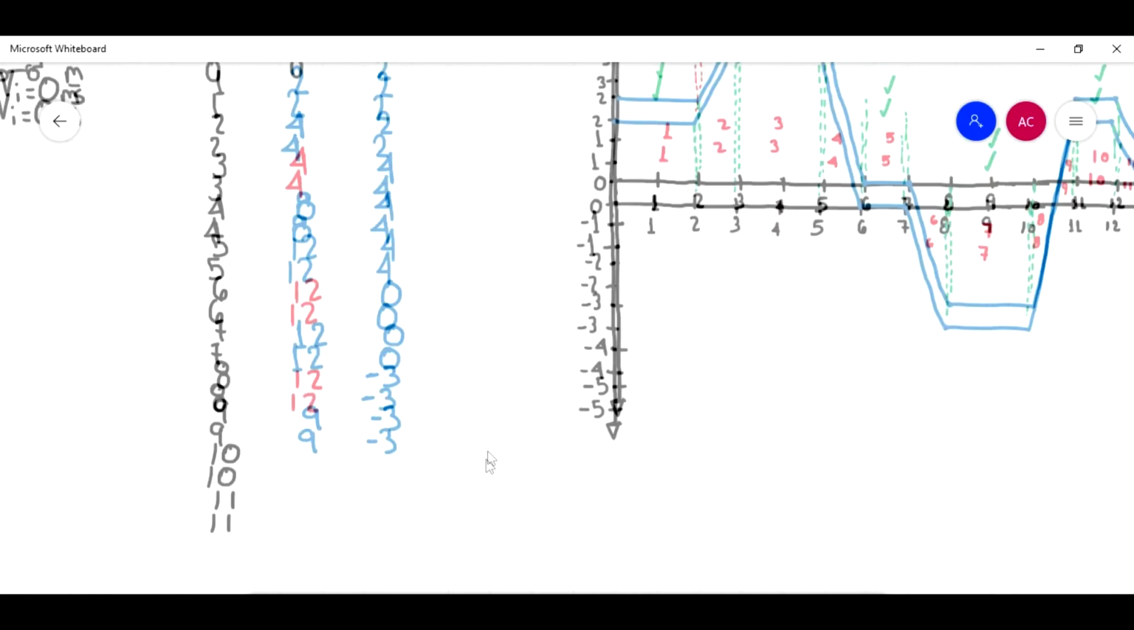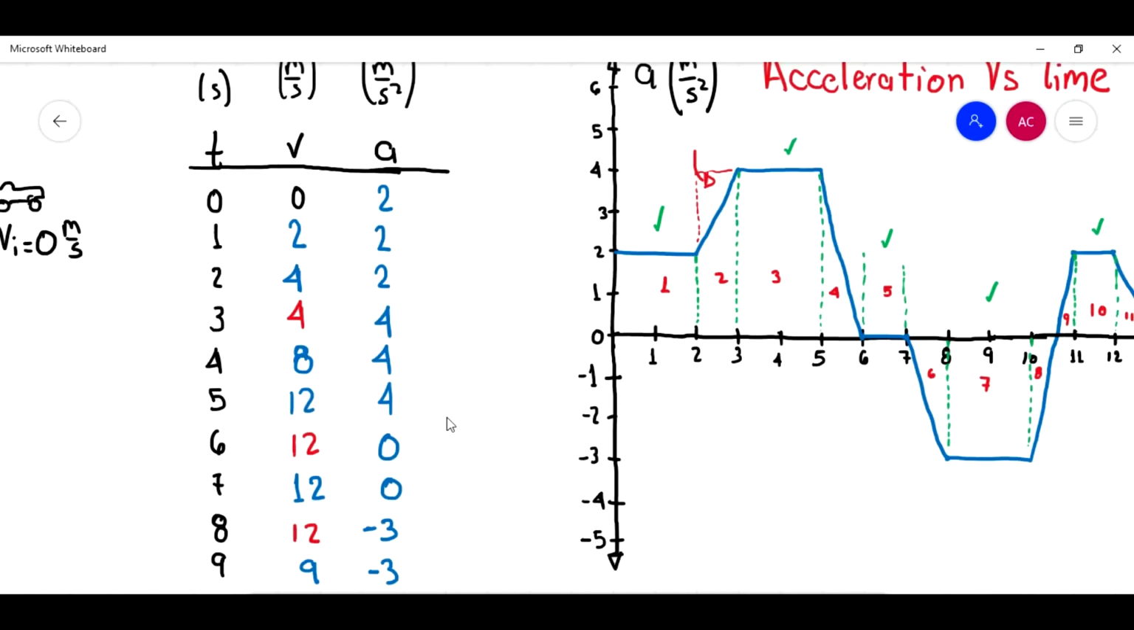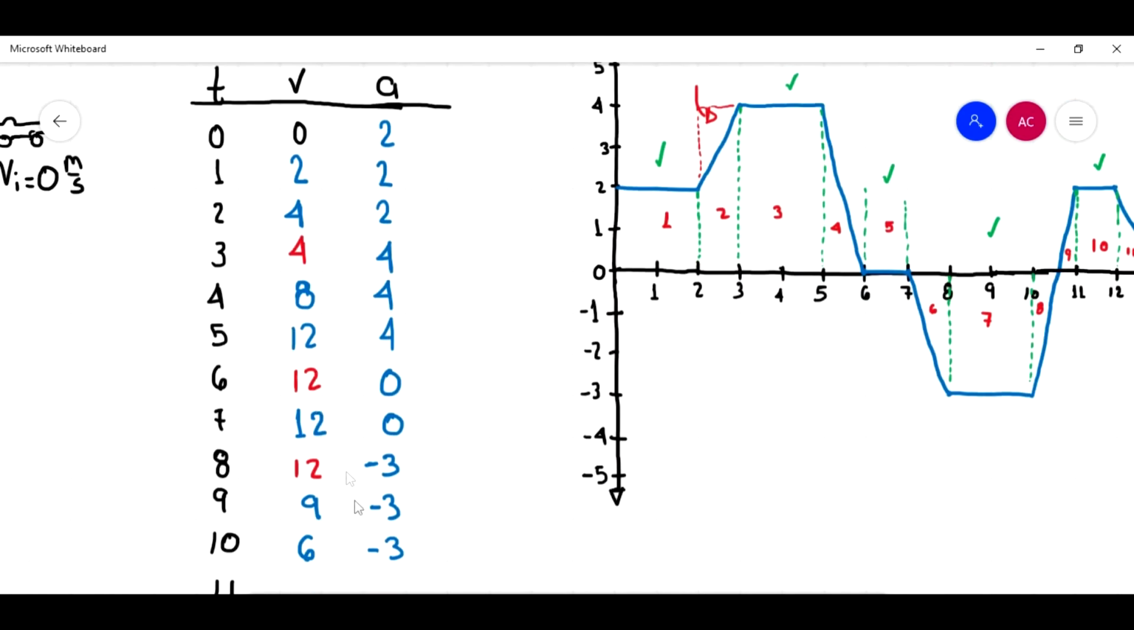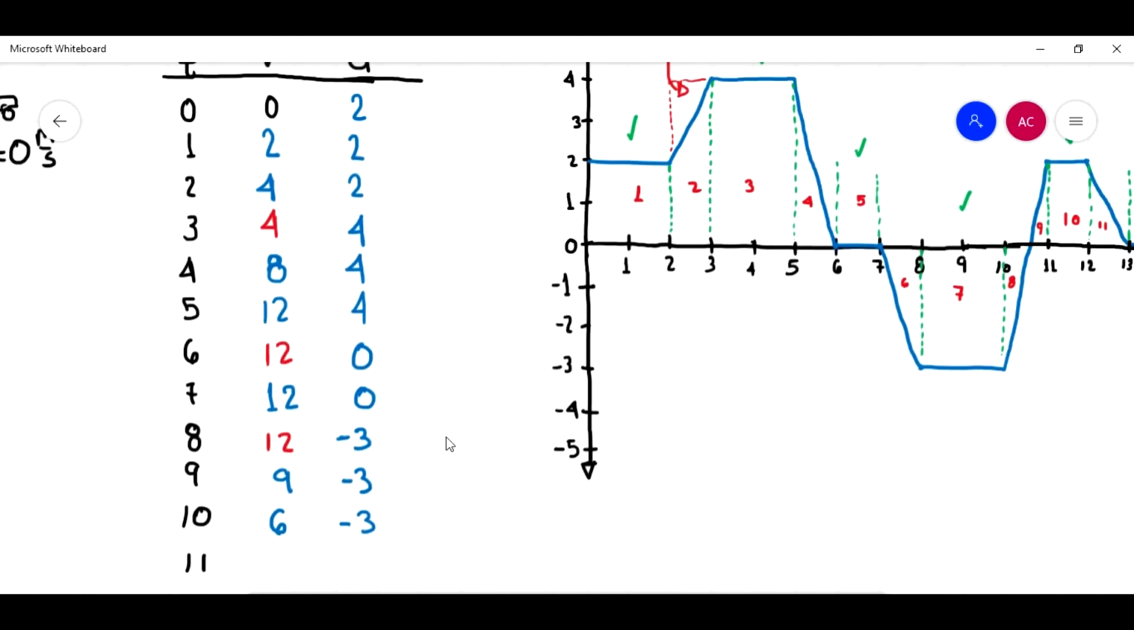So in the second number 10, the acceleration is -3. So again, I'm going to subtract. So this is going to be 6, okay? If you see, the car is not stopping. I mean, it's decreasing the velocity, but it's not stopping at all.